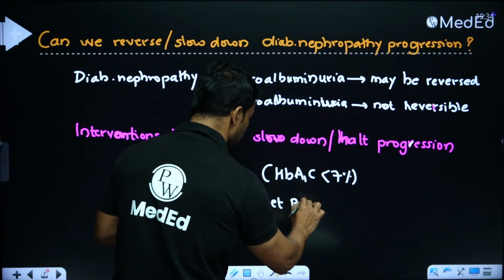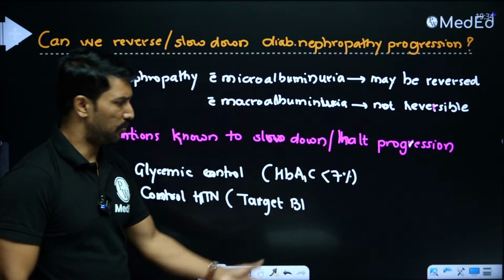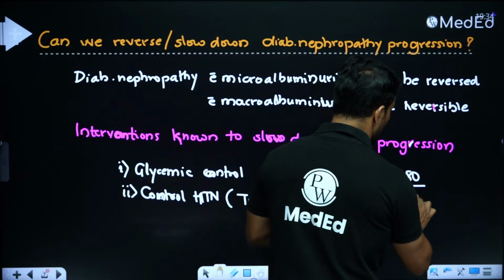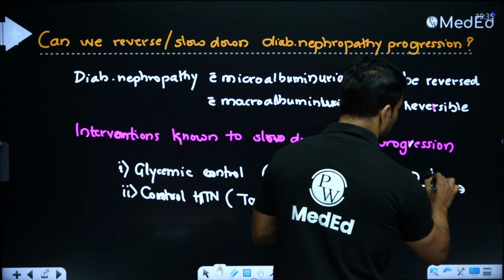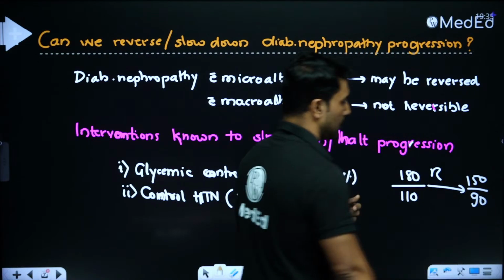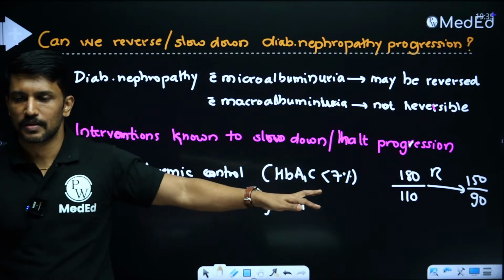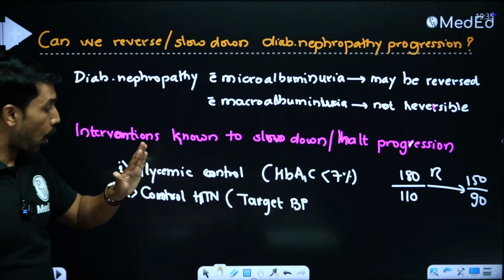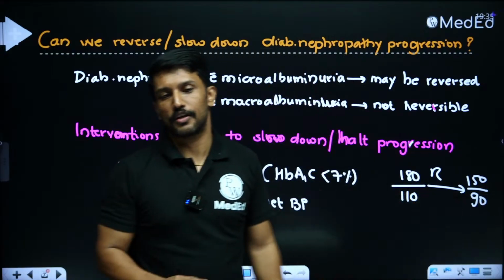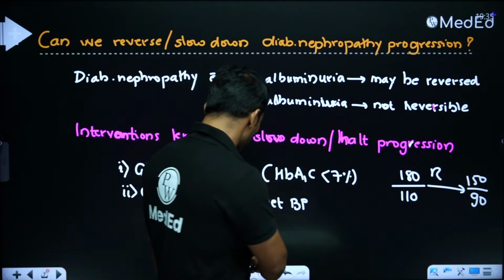Target BP. How much should my BP be? Let me give you an example. Let us say I started a patient with diabetic nephropathy, BP 180/110. I started him on treatment, and during follow-up it is 150/90. Is it good for the patient's progression of the disease? No. This BP will still cause glomerular injury. So we need to achieve the target.